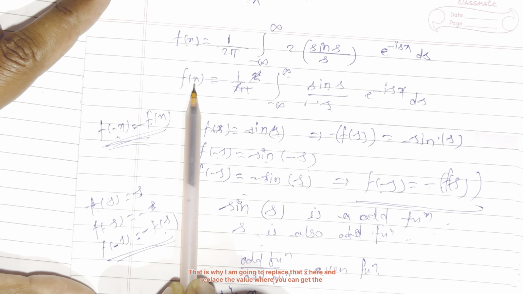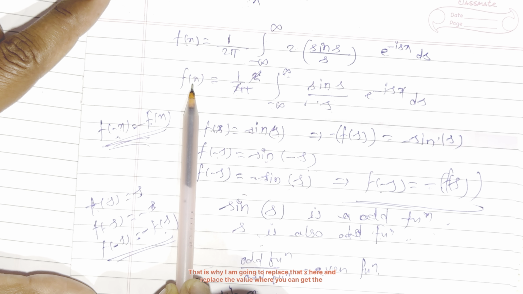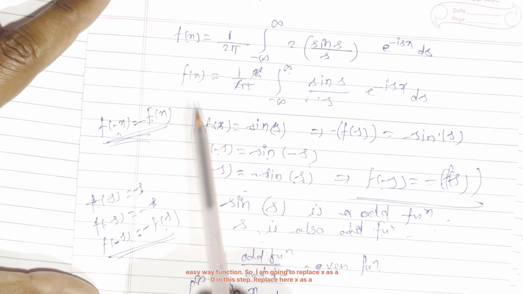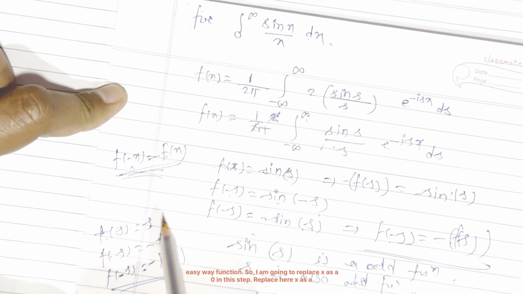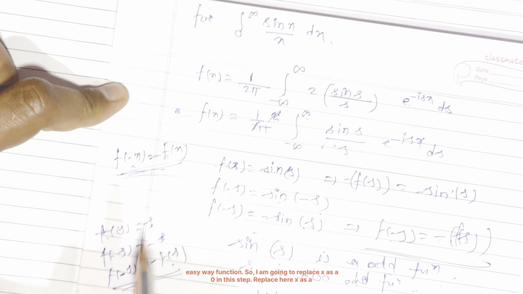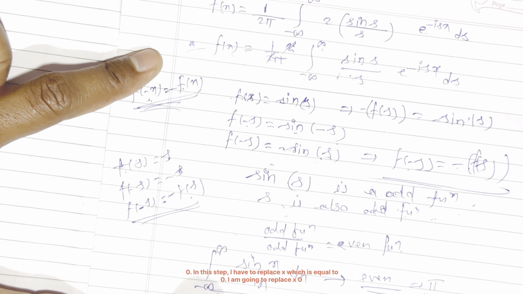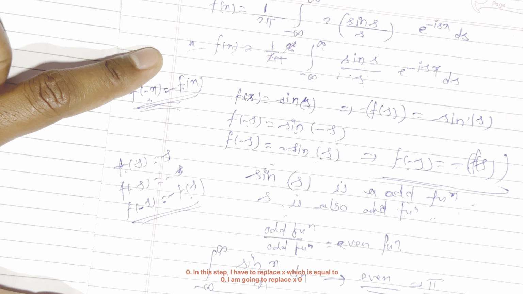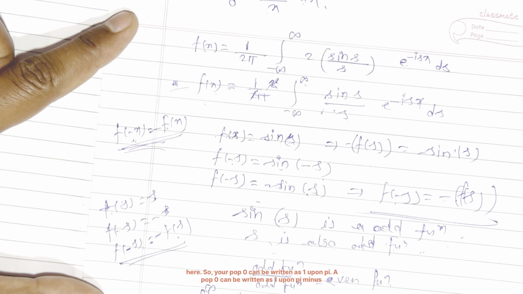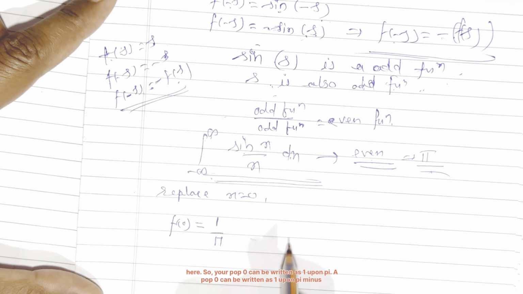Replace the value where you can get an easy function. So I'm going to replace x as 0 in this step. Replace x which is equal to 0 here. So f of 0 can be written as 1 upon pi.